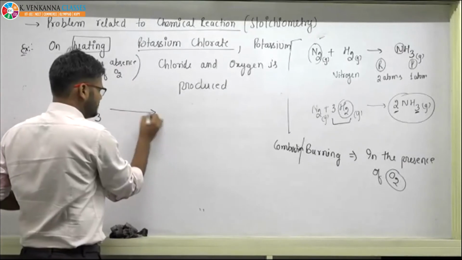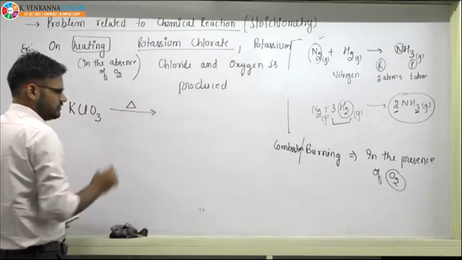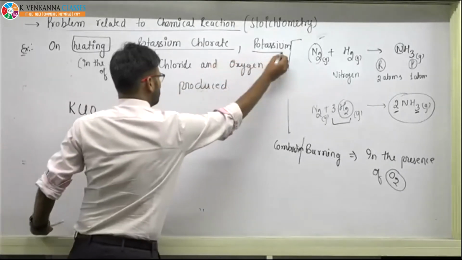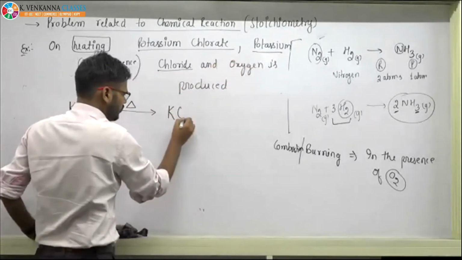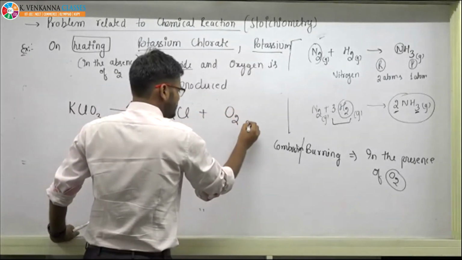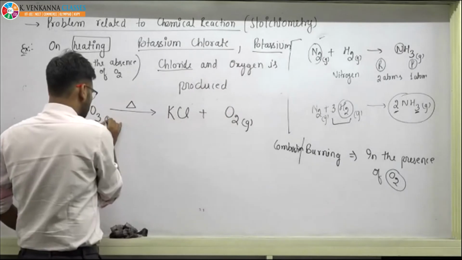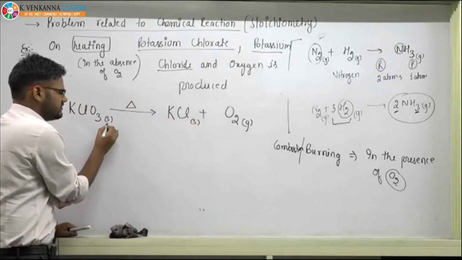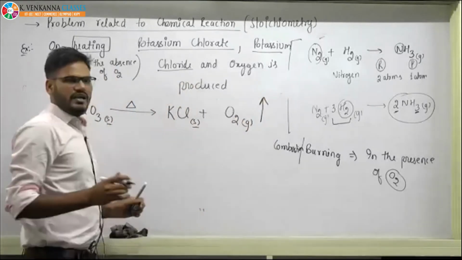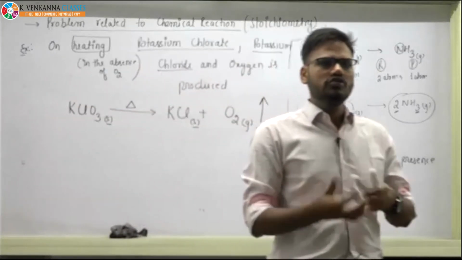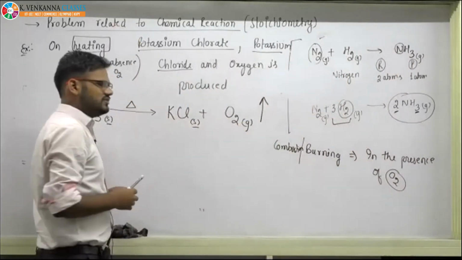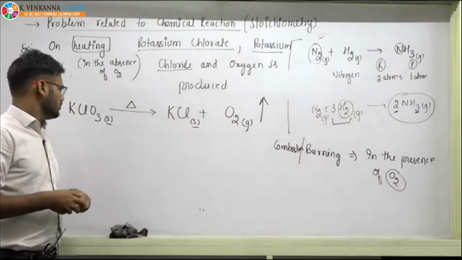On heating, if it says heating, you have to put a sign like delta. If somewhere delta is represented, it means heating. And it says potassium chloride, so you have to write KCl, and oxygen is produced. Sometimes it will be written with S, which means solid. This S also means solid. This sign means oxygen is evolving. If the container is open, then gas will be produced and escape out of the container. So this sign shows that gas is evolving out or escaping out.